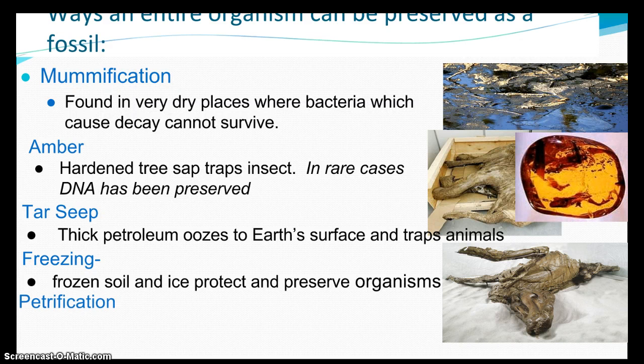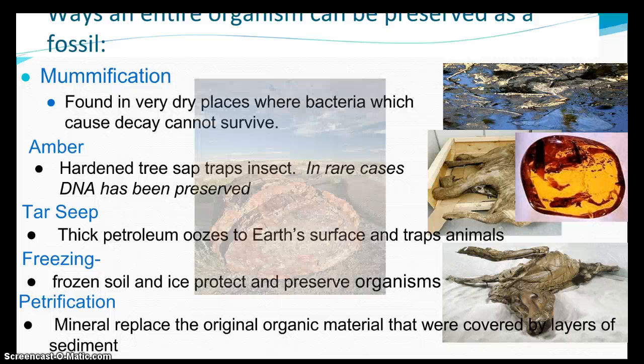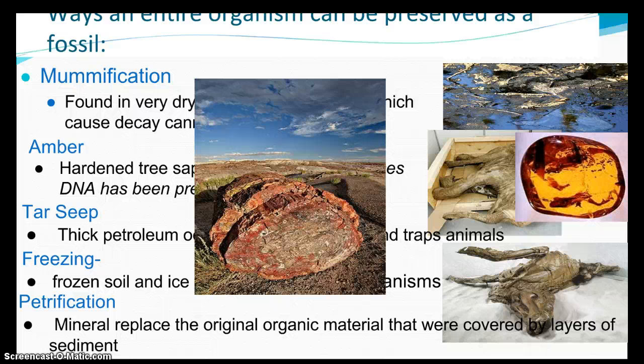And finally, there's something called petrification, where minerals basically replace the original organic material and then it gets covered by layers of sediment. So there's a petrified tree, and it's actually a rock now, but silica replaced all the organic material, and it looks almost exactly like a tree, but it's actually a rock.